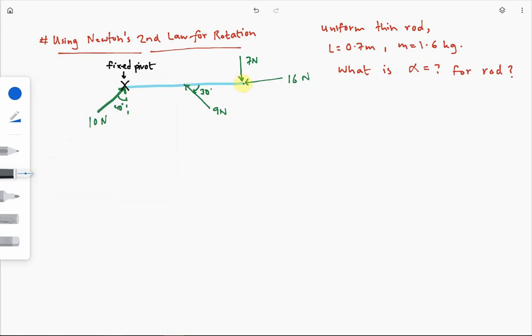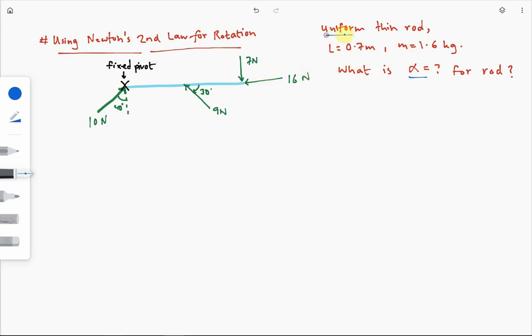Thin means its thickness is negligible, and uniform means the mass is distributed evenly throughout this cayenne colored rod. And on the rod we have four different forces acting in different directions as shown. Our ultimate goal is to find the angular acceleration alpha for the rod. Now, given that the length of the rod is 0.7 meters and the mass of the rod is 1.6 kilograms.